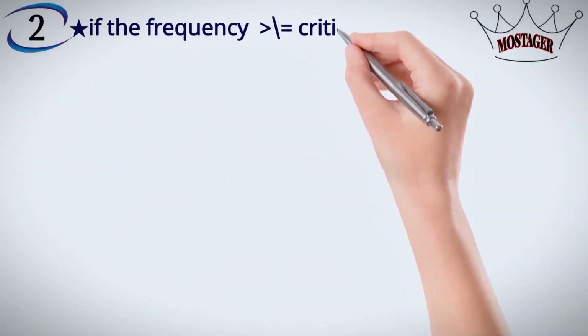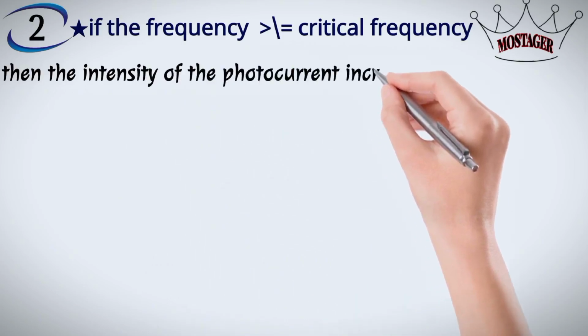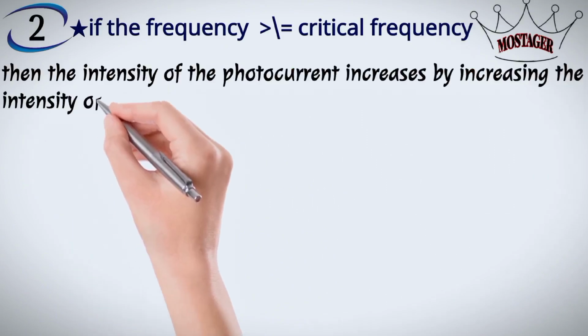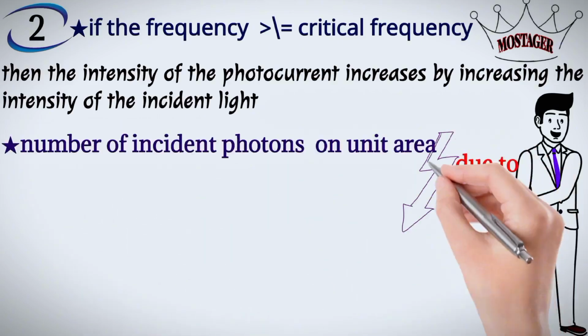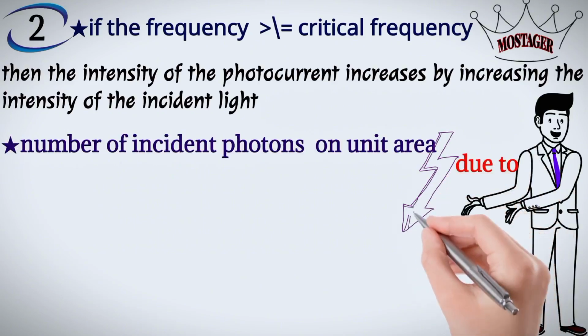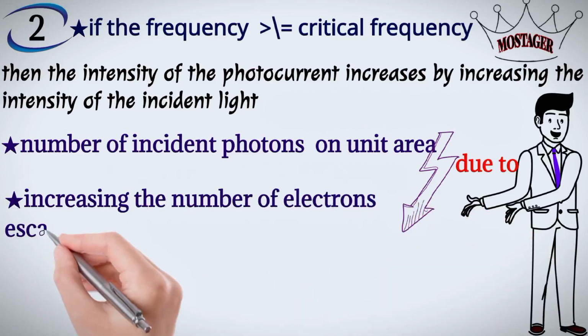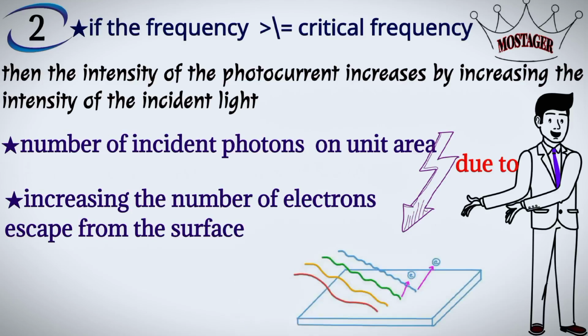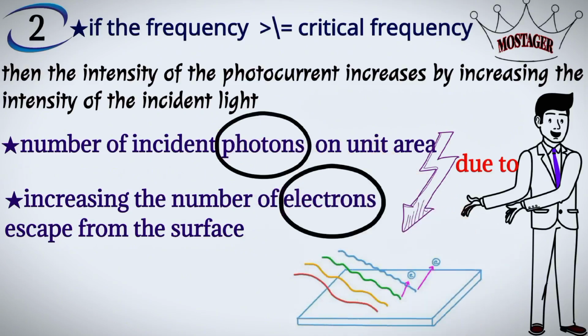Number 2, if the frequency of the incident light wave is equal to or greater than the critical frequency, then the intensity of the photocurrent increases by increasing the intensity of the incident light, due to increasing the number of incident photons on a unit area of the surface per second, which increases the number of electrons that escape from the surface.